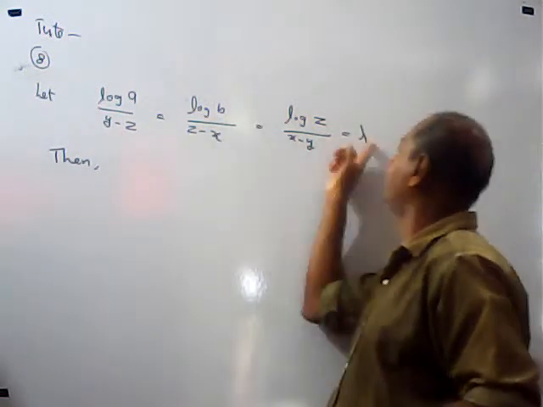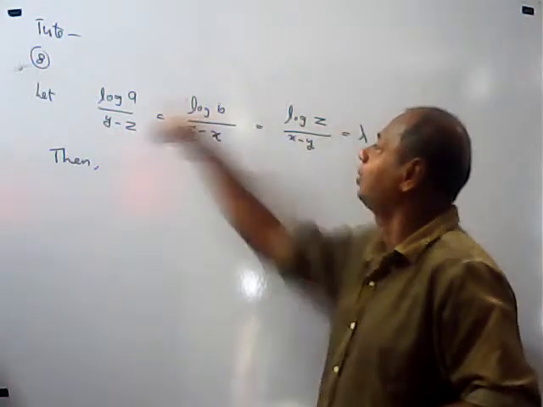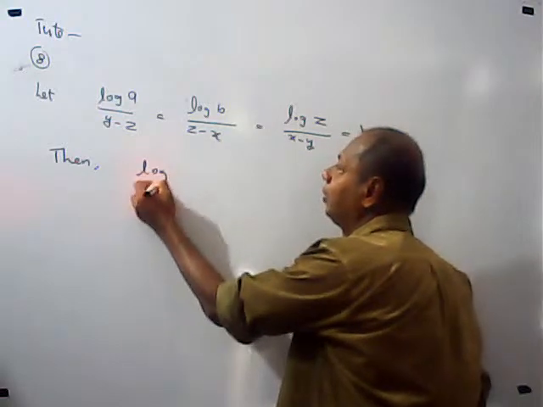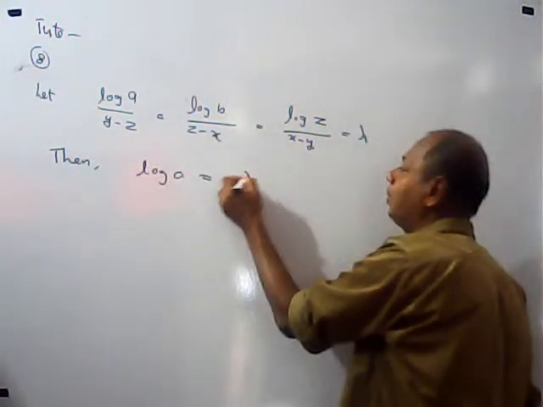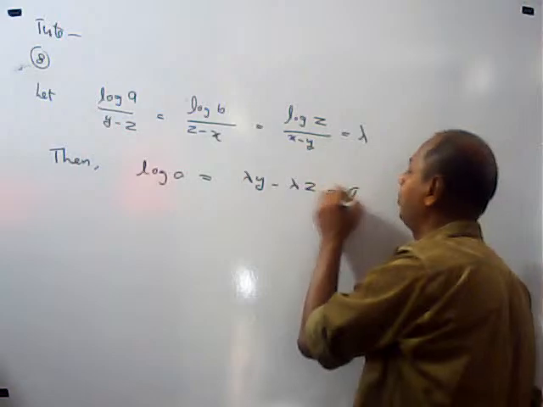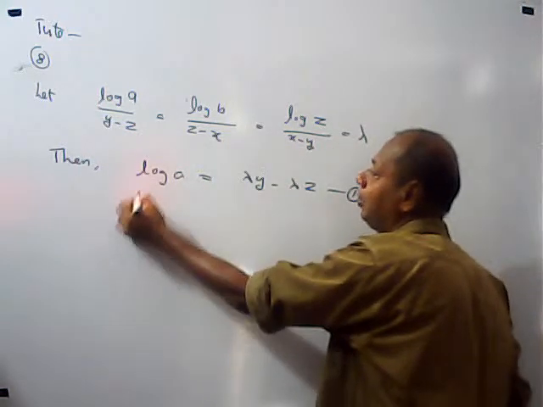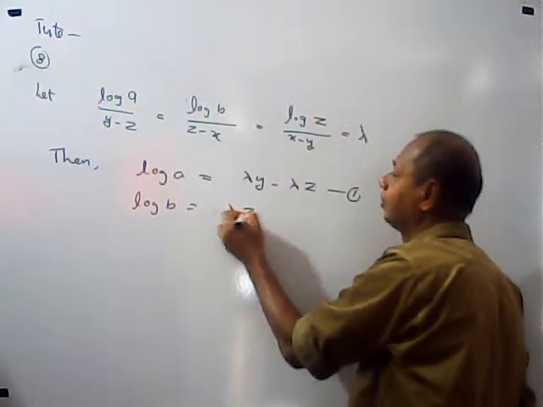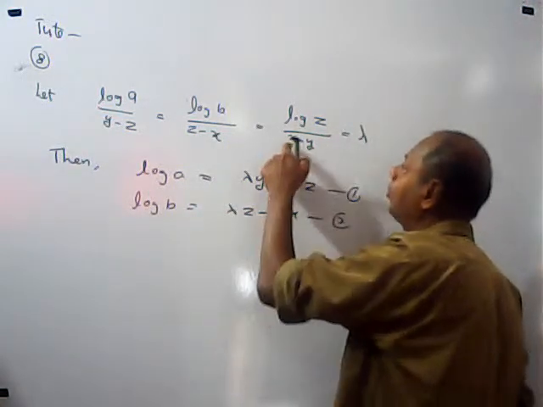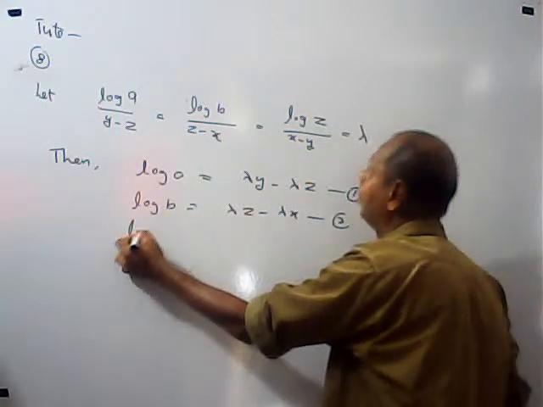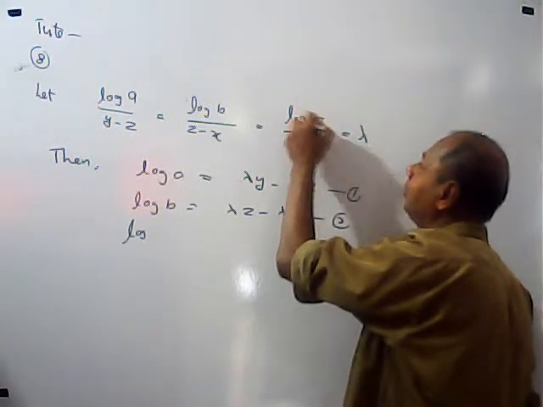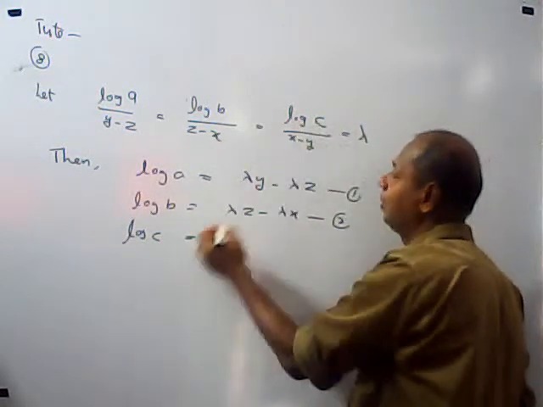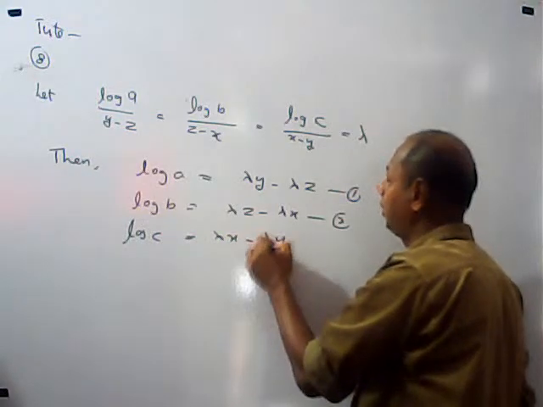So from these two you can say log A equals lambda times y minus z. Then log A equals lambda y minus lambda z. Number one. From equating these two, you get log B equals lambda z minus lambda x. Then from these two, we get log C equals lambda x minus lambda y.